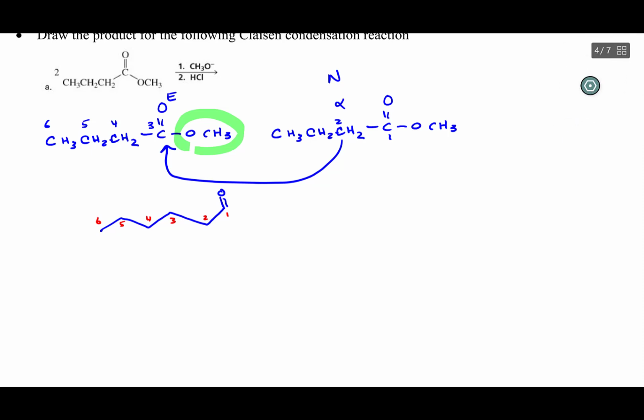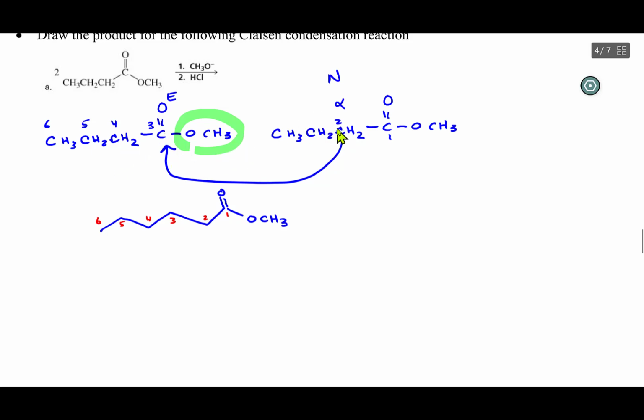Let me draw what the groups are at each position. So at carbon number 1, I had an ester. So OCH3 like that. Carbon number 2, I don't have anything, or do I? Look at that. What's that carbon number 2? Well, carbon number 2, I'm going to connect to carbon number 3, going from here to here, like that.